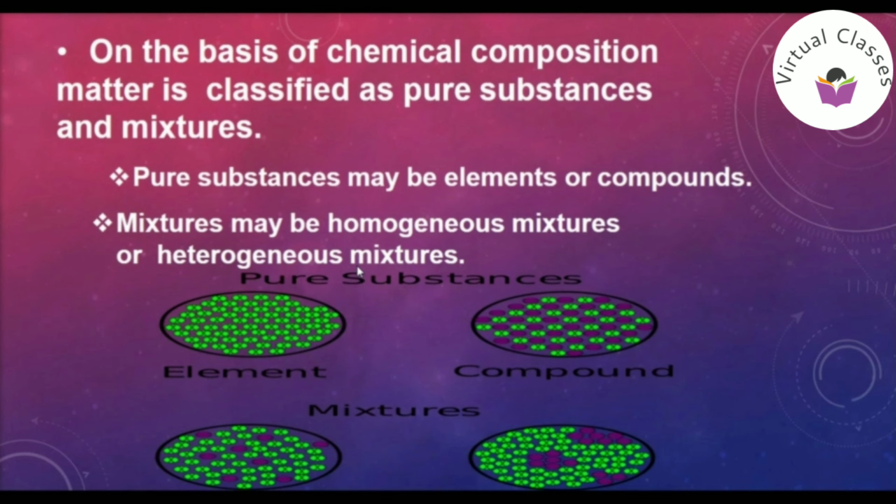Now, an element is a pure chemical substance made of the same type of atom, which has been indicated here as green atoms. A compound contains atoms of different elements chemically combined together in a fixed ratio, as here green and purple atoms are combined in a fixed ratio. While a homogeneous mixture has uniform appearance and composition throughout, a heterogeneous mixture has non-uniform composition and appearance throughout.